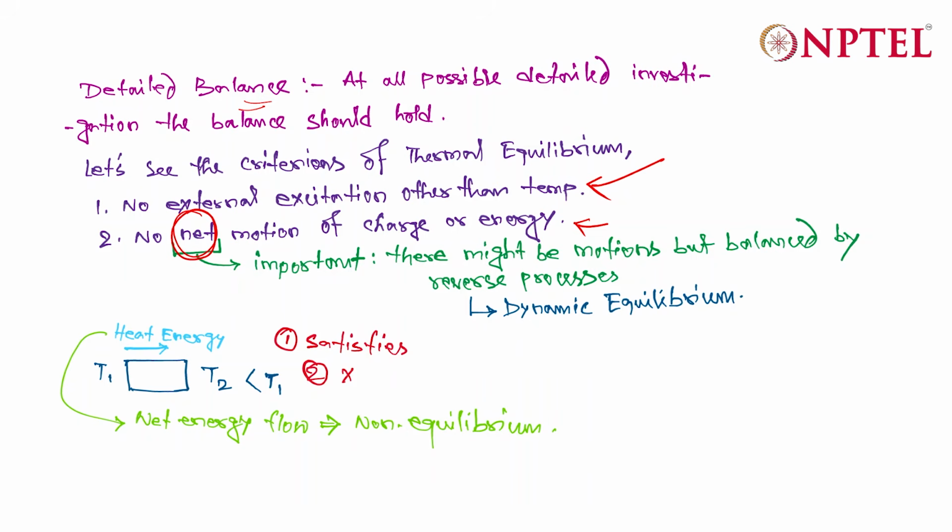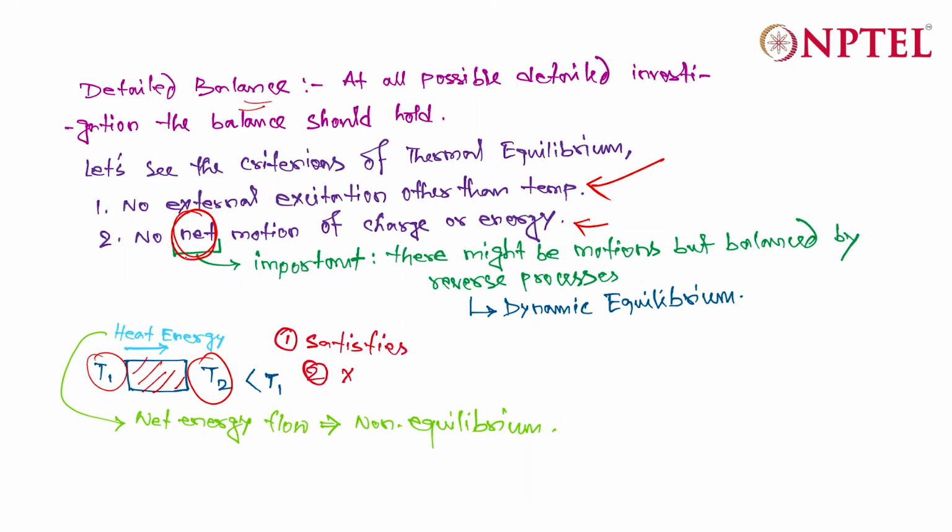Okay. So if you take an example of a semiconductor block where one side has temperature T1 and another side has temperature T2, which is higher than T1, is this in equilibrium or not? This will not be an equilibrium because we know that heat energy will flow from higher temperature to lower temperature. So it's a non-equilibrium case.